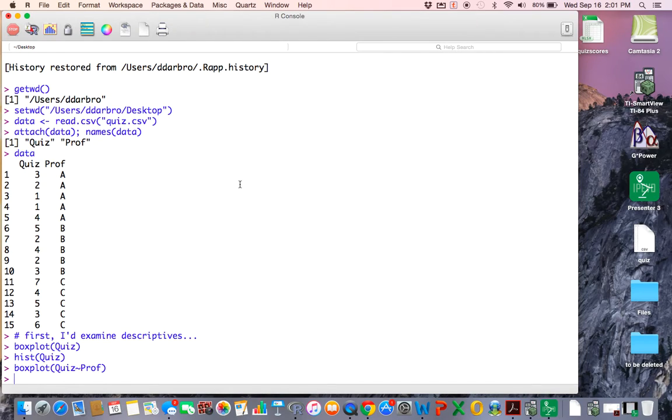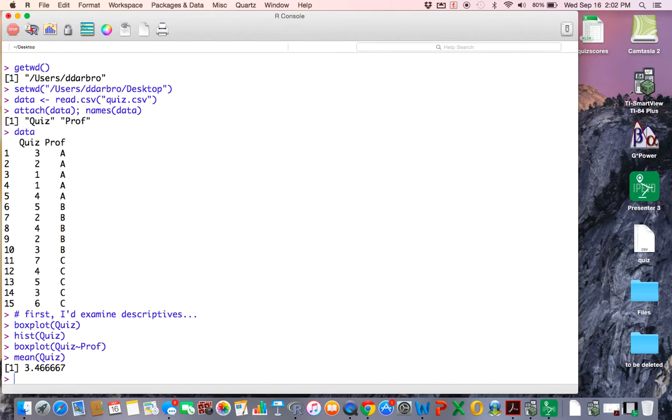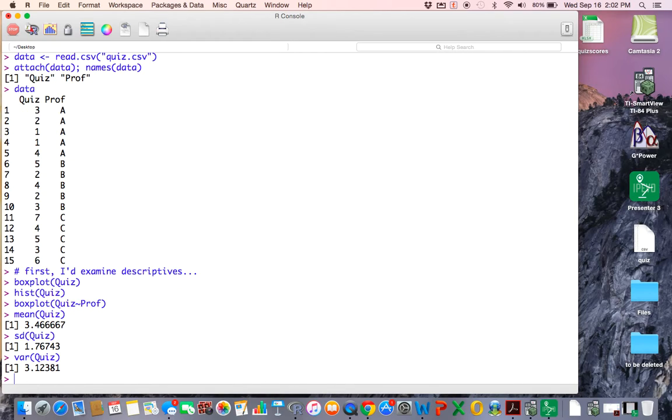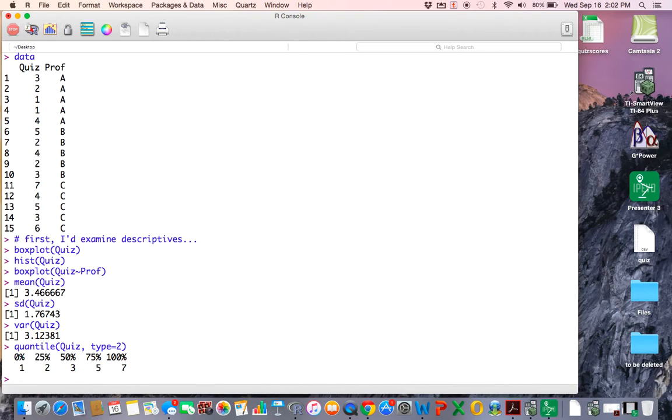Okay. Now, other things I'd want to do is take a look at just basic descriptive statistics of quiz. So the mean and the standard deviation. And I'd probably want to look at the variance. And I see nothing at all wrong with looking at the 5-number summary. But guys, what I'd want to do here is type equal 2 so I can get the Q1, median and Q3 that correspond with the traditional way of calculating those things.